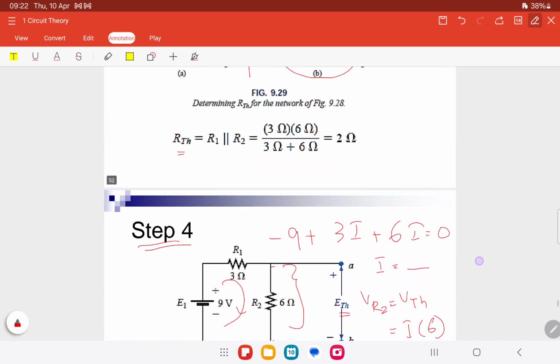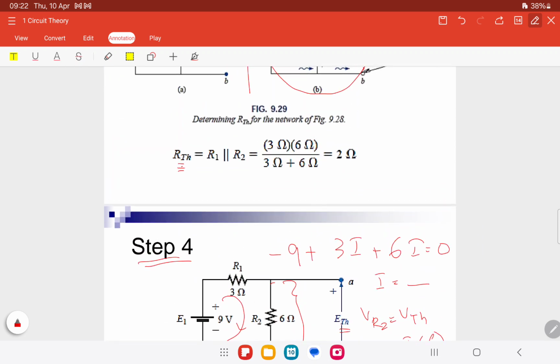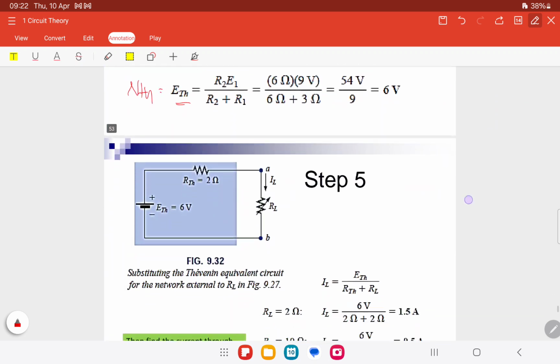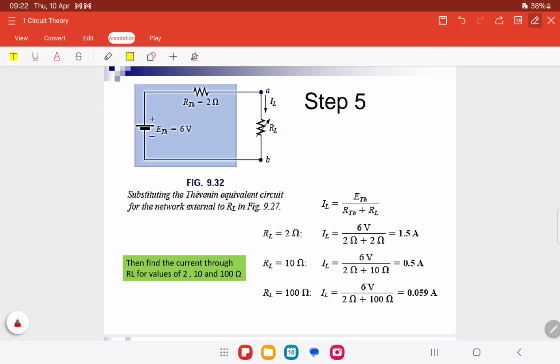Okay, and then tadi dah ada the RTH. Next, step number 5, what you should do? Yes, draw the circuit. Sambung balik dengan resistor yang kita take out at the earlier. Alright, so that will be the Thevenin's equivalent circuit. Lepas tu solve lah kalau circuit tu suruh cari apa-apa. So this one dia suruh cari IL.